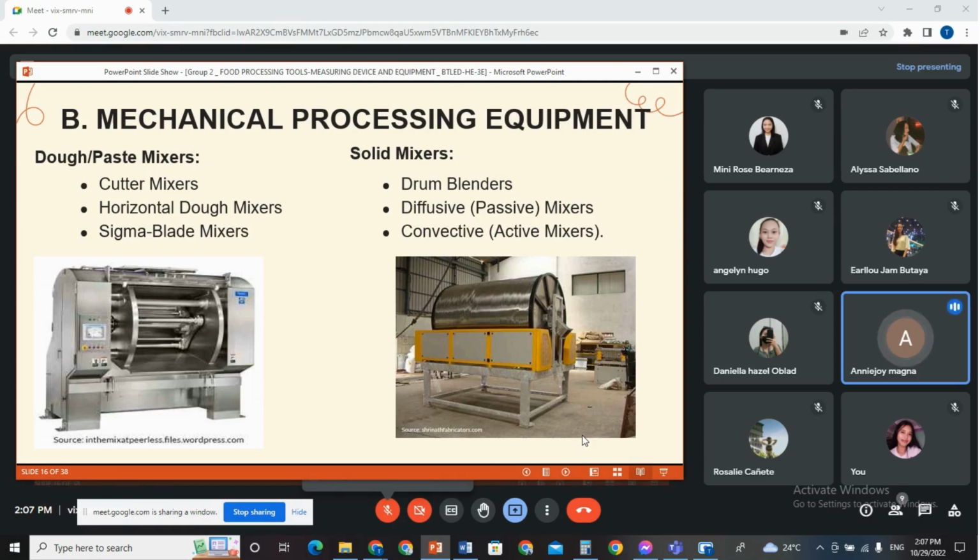So, here are examples of these mixers: the cutter mixers, horizontal dough mixers, and Sigma blade mixers. These are the larger pieces of equipment.